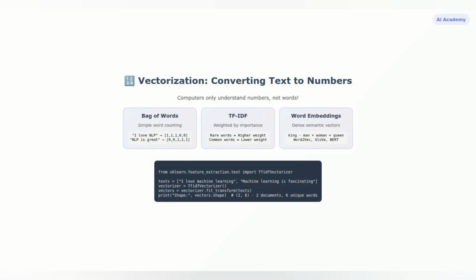Finally, vectorization or embedding converts text into numerical format that computers can work with. After all, computers only understand numbers, not words. There are several approaches. Bag of Words creates a simple count of words. TF-IDF weighs words by their importance, and modern embeddings like Word2Vec and BERT create dense vector representations that capture semantic meaning. These numerical representations allow computers to perform mathematical operations on text, enabling tasks like similarity calculation and machine learning.